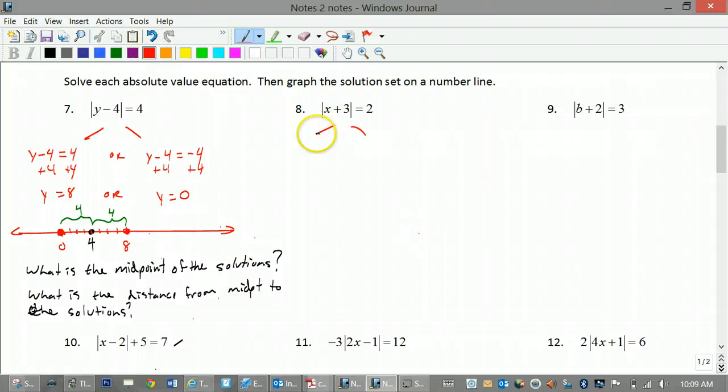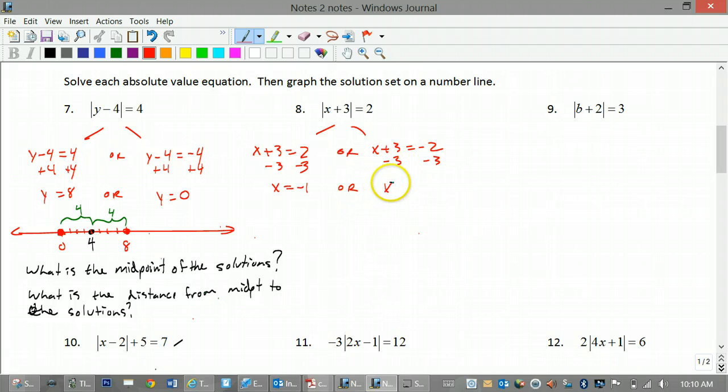Just solve it. X plus 3 equals 2. Drop the absolute values. Or x plus 3 equals negative 2. Solve them both. Minus 3. X is negative 1. Or x is negative 5. Plotting those 2 points, and then we're going to answer those same 2 questions. Plot negative 5 there. 4, 3, 2, 1, negative 1 there.